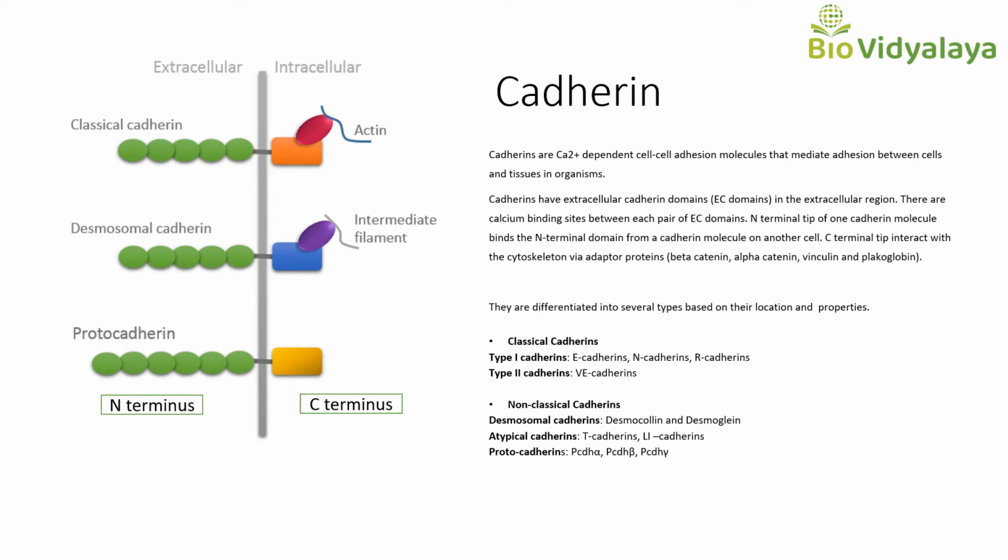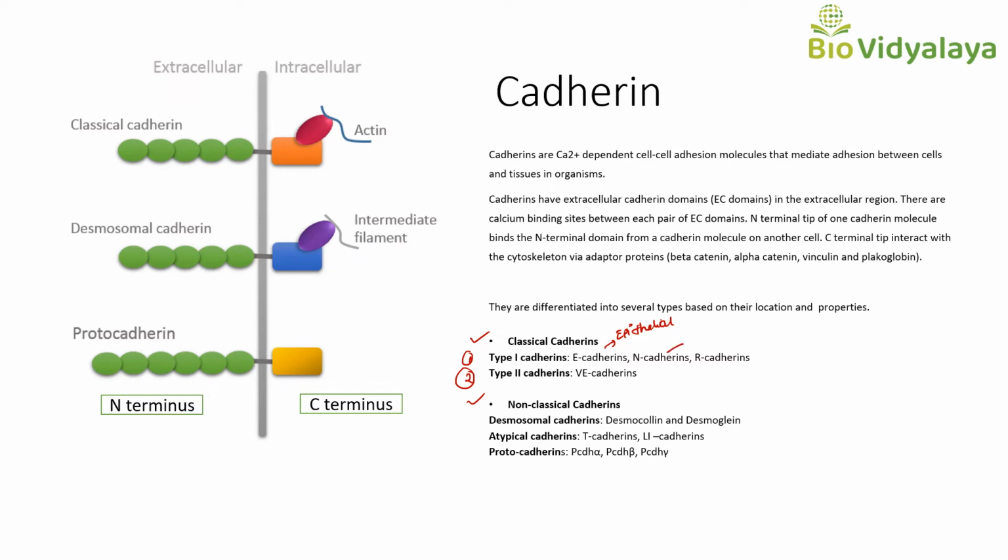And these cadherins are differentiated into several types based on their location and properties. That means classical cadherin and non-classical cadherin. Classical cadherins are of two types, type 1 and type 2 cadherins. These type 1 and type 2 cadherins are named on the basis of the tissue in which they were first identified. First is type 1 cadherin. Examples are E cadherin, N cadherin and R cadherin. E cadherin means epithelial cadherin. That means it is found in epithelial tissue.